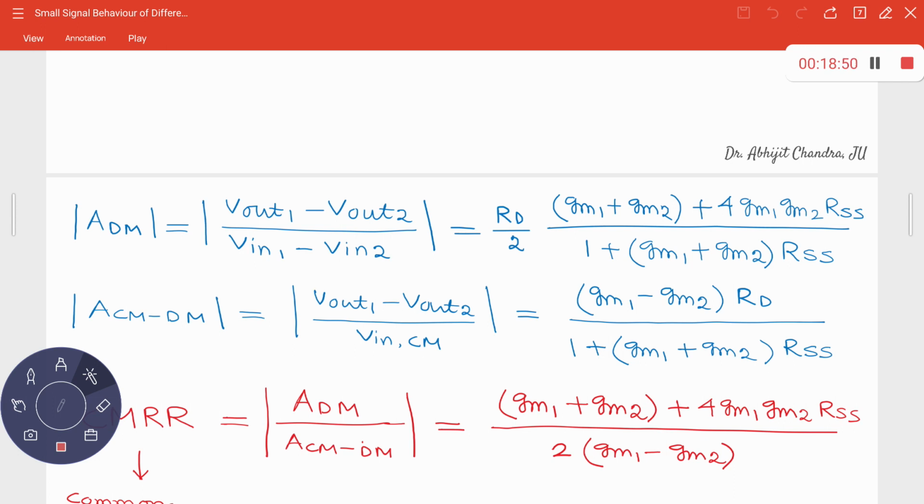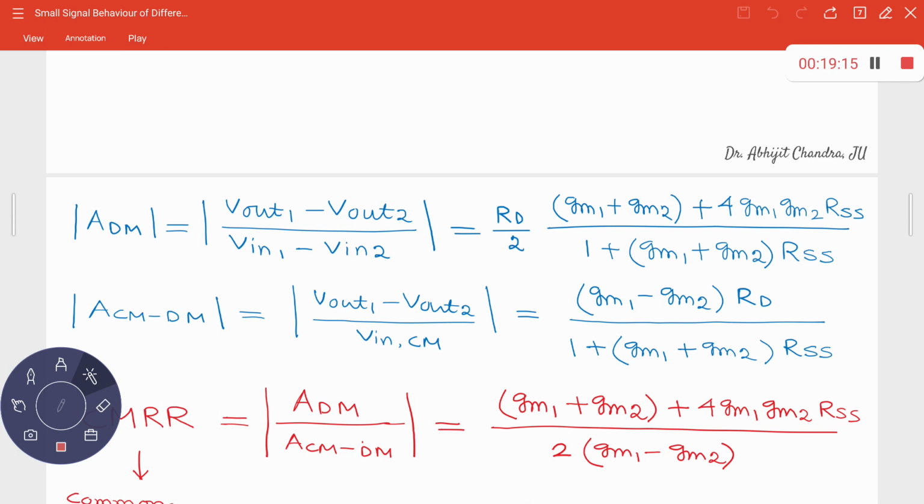As you know, for the op amp also, the CMRR is very large, but it's not equal to infinity. Ideally it should be infinite, but practically it is very large. So the expression for this CMRR, in many of the books you will find the final expression. If you just follow the book by Behzad Razavi, there also you will get that final expression for CMRR, given by gm1 plus gm2 plus 4 gm1 gm2 RSS upon twice gm1 minus gm2. That is the final expression.